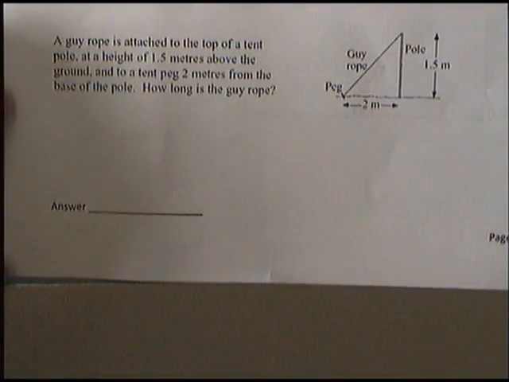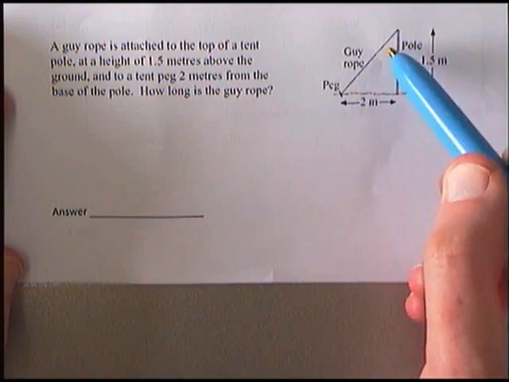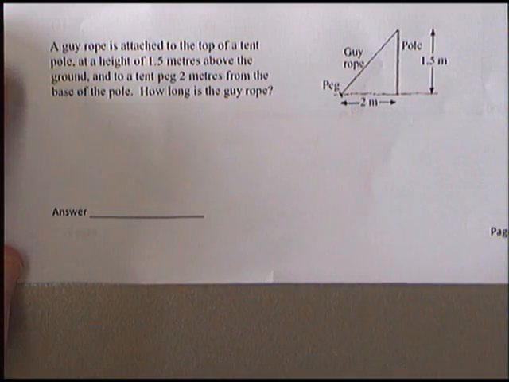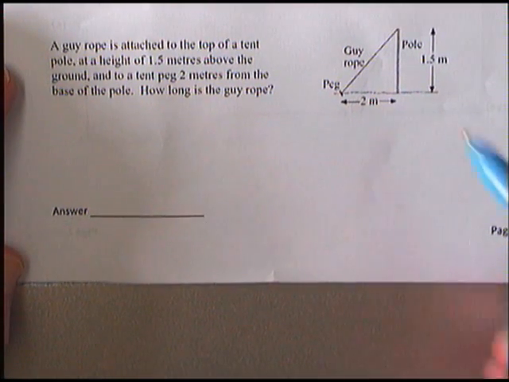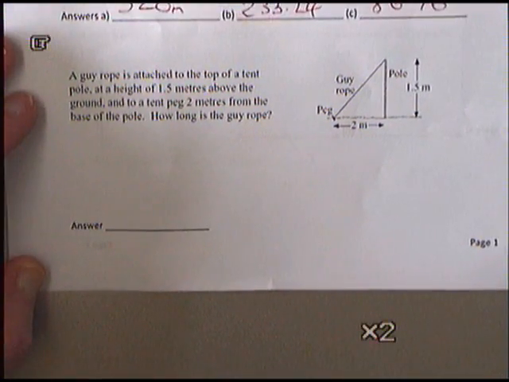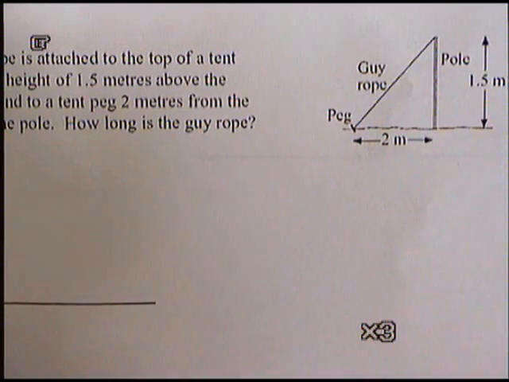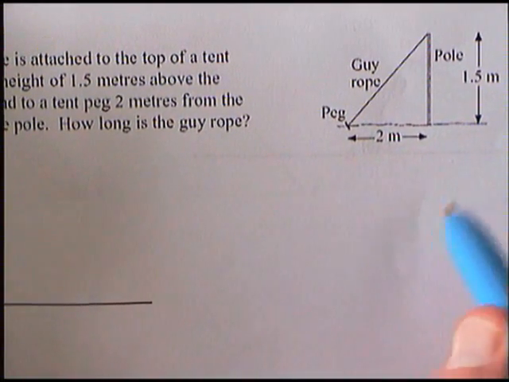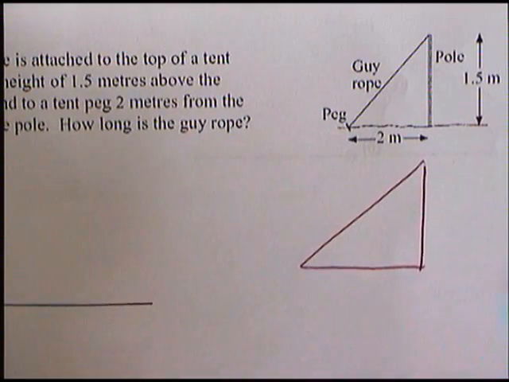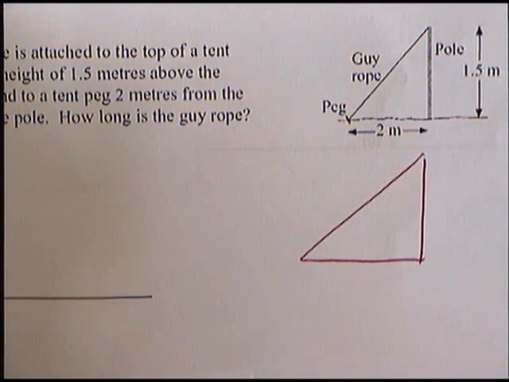Right, next question. We've got a guy rope attached to a pole and a peg, so probably supporting a tent. We've got a number here, we've got a height, that's 1.5 metres. We've got a distance along the bottom, that's 2 metres, and we've got to find this length here. What I would recommend in any of these questions again is just sketching out a triangle just with what you know and what you need.